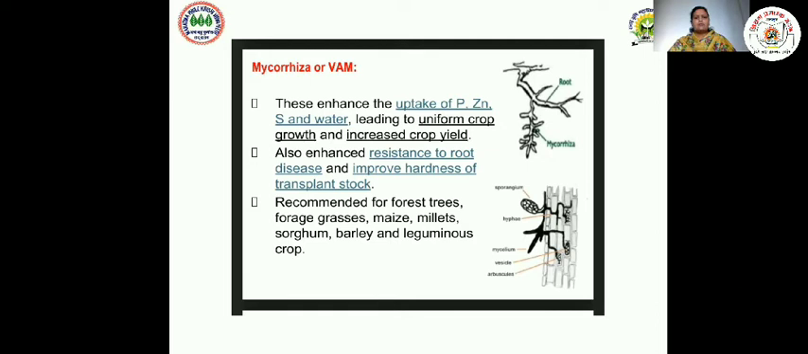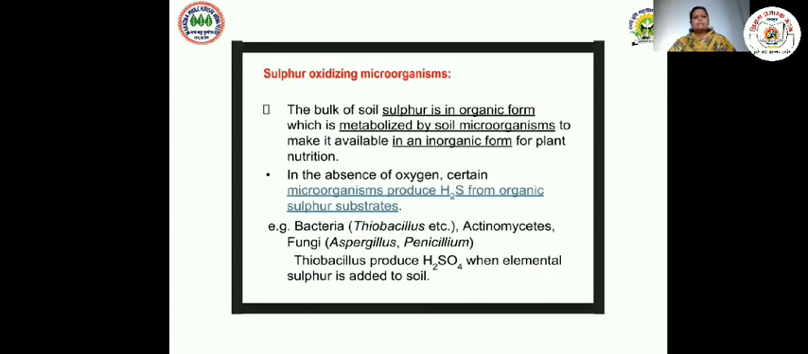Recommended for the forest trees, forest grasses, maize, millets, sorghum, barley, and the leguminous crop. Sulfur oxidizing microorganism: the bulk of soil sulfur is in organic form, which is metabolized by the soil microorganism to make it available in an inorganic form for the plant nutrition.